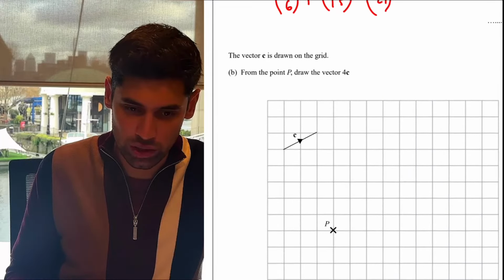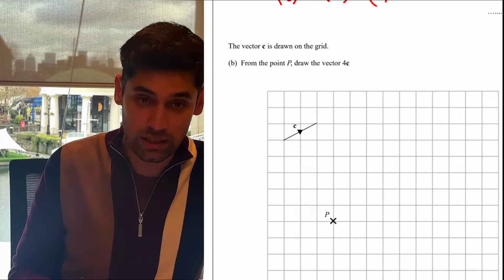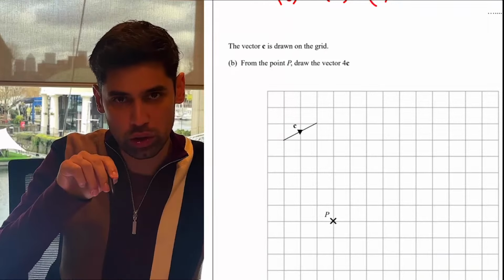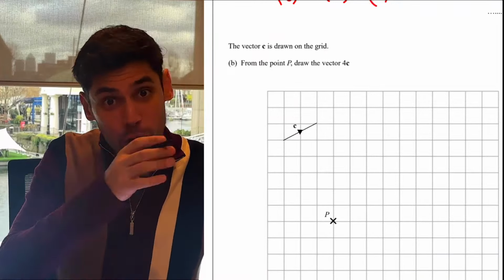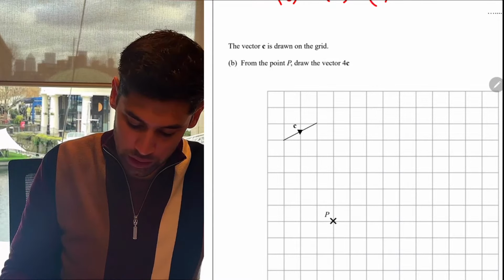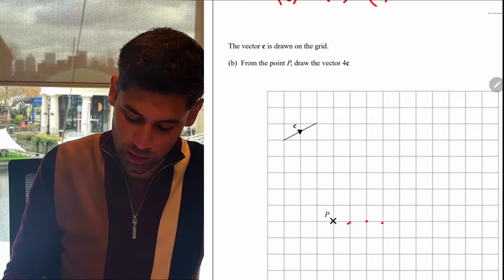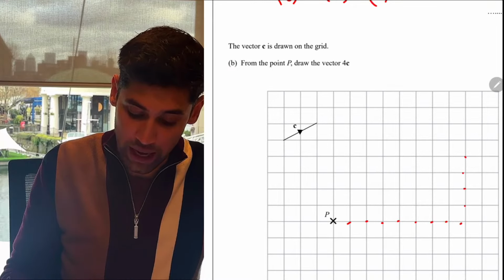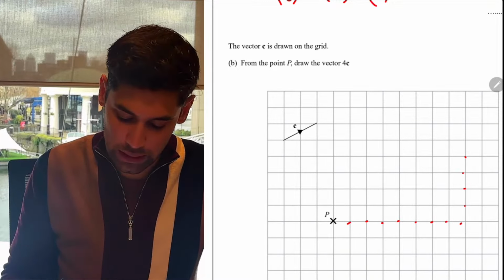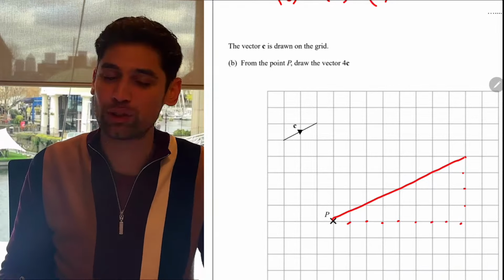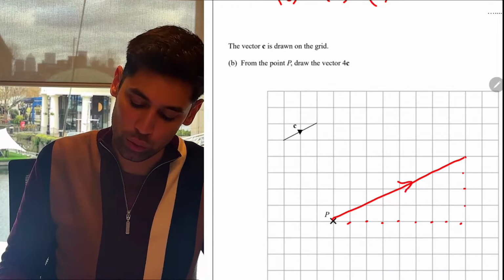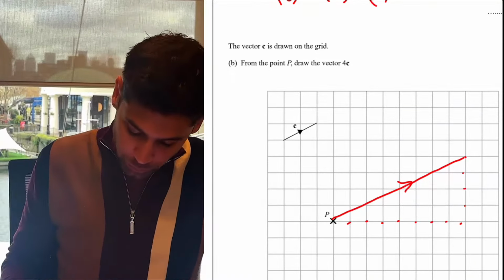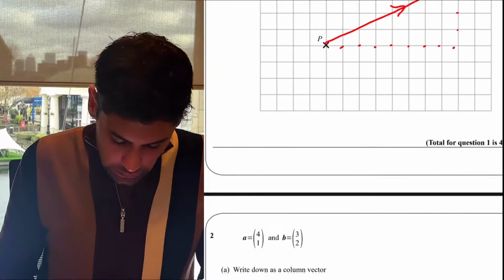Vector C is drawn on the grid. From point P draw the vector 4C. Well, quite simply, it's just C 4 times as long. As we can see, C goes 2 across 1 up, times that by 4 means it's going to go 8 across 4 up. So that's 1, 2, 3, 4, 5, 6, 7, 8, and 1, 2, 3, 4. Of course, we would be using a ruler in real life, so we would do that straight line. That's pretty straight, I'm pretty pleased with that actually. I'm glad I did not use a ruler, because then we wouldn't have been able to see how skilled I am at drawing that line. So that is the vector 4C.